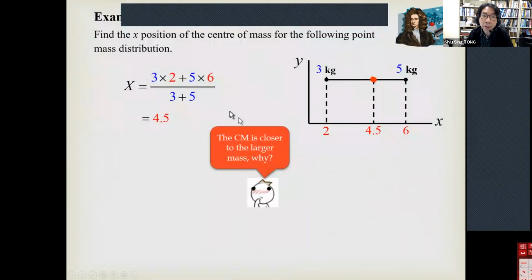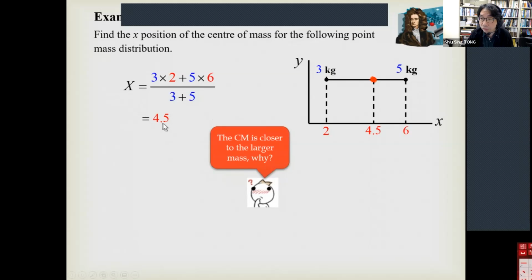Okay, so how do we find it? We first take the 3 kilogram mass, and then we multiply by 2. 2 is the x coordinate of the first mass. So we have 3 times 2, and then plus, because it's a summation, we consider the other mass also, 5 kilogram times 6. The mass times the position. So you sum them up, and you divide by the total mass. The total mass of the system is the sum of the individual masses, so it's 3 plus 5.